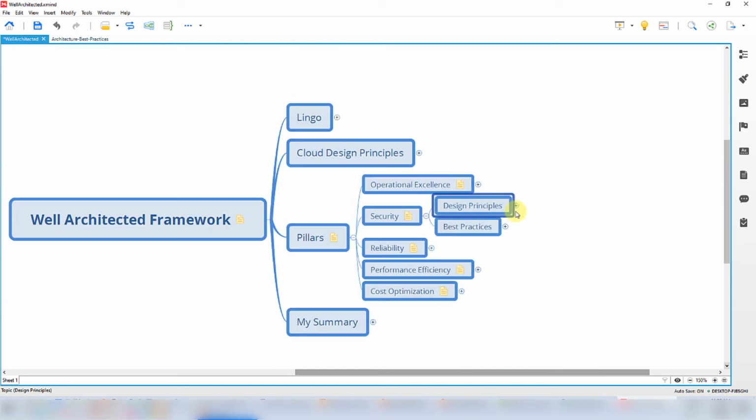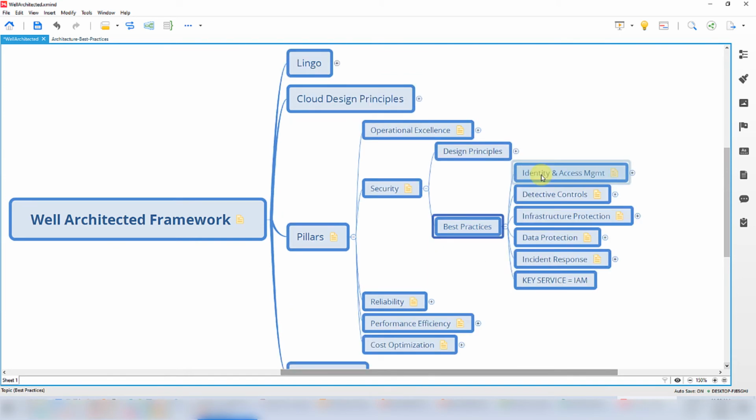Now let's look at best practices. Identity and access management. Only authorized and authenticated entities should access resources. The entities could be humans or systems. Make sure you have well-defined principals, which include users, groups, roles. Make sure you have policies, which are permissions associated with principals.